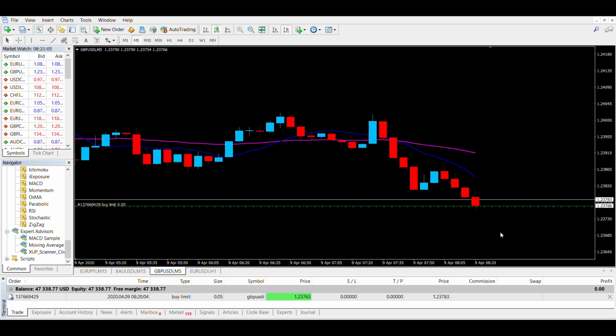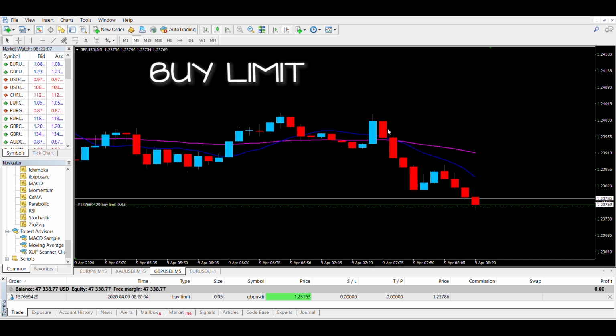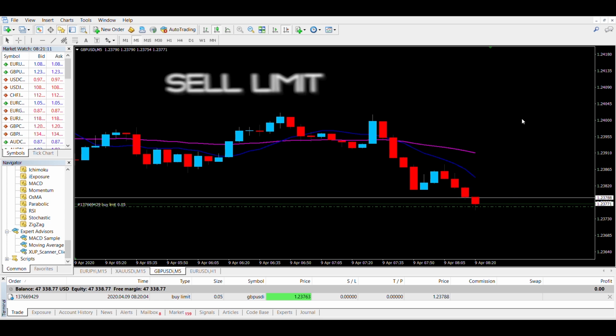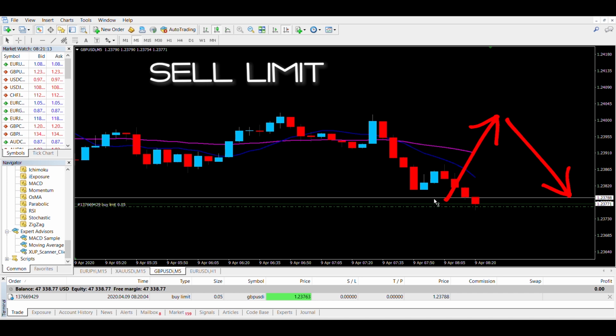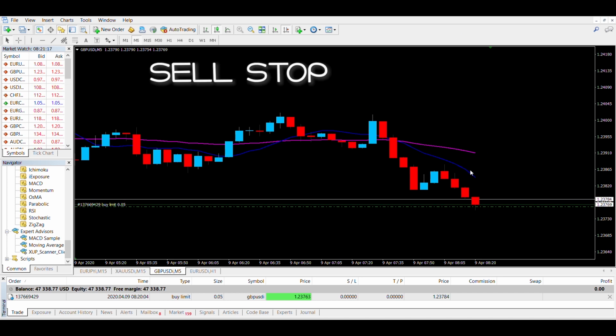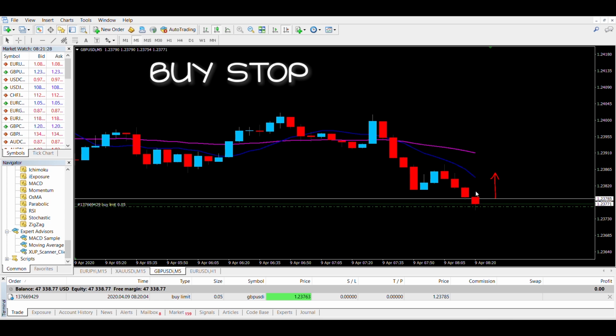So if we are doing a buy limit, we are expecting price to go down and then go up. If we are doing a sell limit, we want price to go up and then go down. If we are doing a sell stop, we are expecting price to continue going down. And if we are doing a buy stop, we are expecting price to continue to go up, okay?